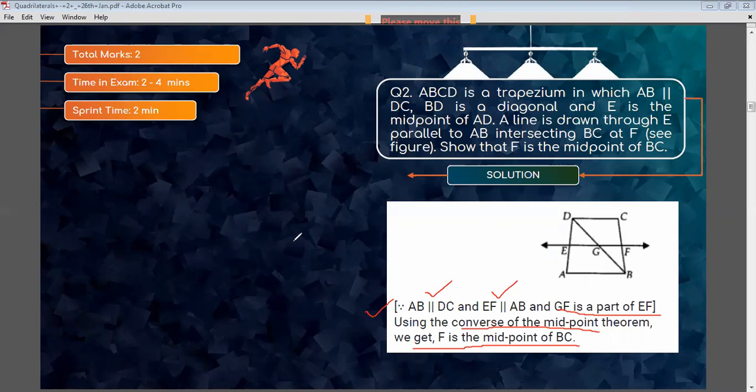So write this complete solution of question number 2. This will maximum contain 2 marks and the average time in exam hall we can say is 2 to 4 minutes. Done? Just comment after completing.